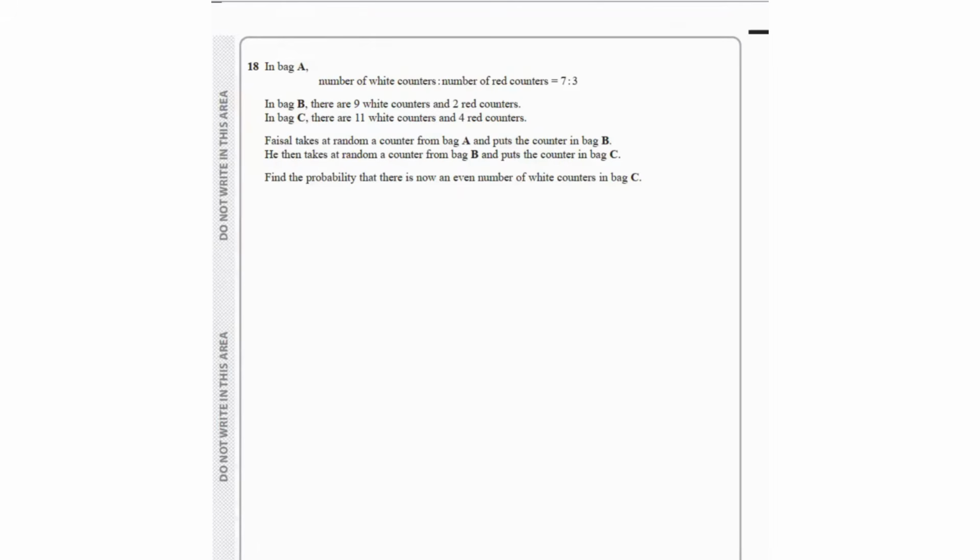Then it says in bag A, the ratio of white counters to red counters is 7:3. In bag B, there are 9 white counters and 2 red counters. In bag C, there are 11 white counters and 4 red counters.